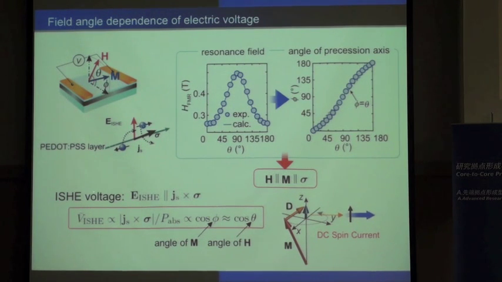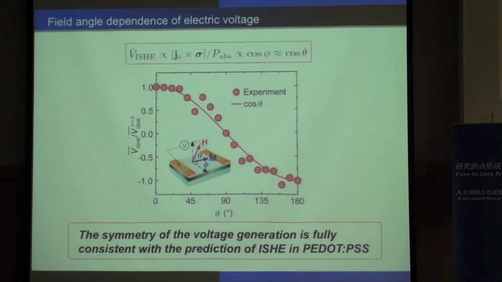So from the symmetry of the inverse spin Hall effect, the inverse spin Hall effect predicts that the electric voltage is proportional to a cosine function. As expected from this discussion, the electric voltage changes systematically by changing the field direction, and the result is well reproduced using a cosine function. So the symmetry of the voltage generation is fully consistent with the prediction of the spin pumping and inverse spin Hall effect in this system. So we have concluded from these evidences that the electric voltage is induced by the inverse spin Hall effect in the p-dot layer.